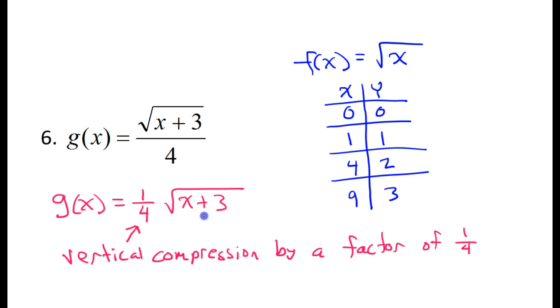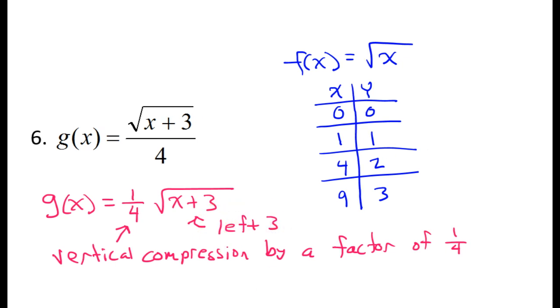And the +3 is going to be a shift left 3. So there you go. Those are the transformations. Because of the vertical compression, the y values are going to change. So I'm going to need a new y column. And the new y column will be 1/4 of the old y values.